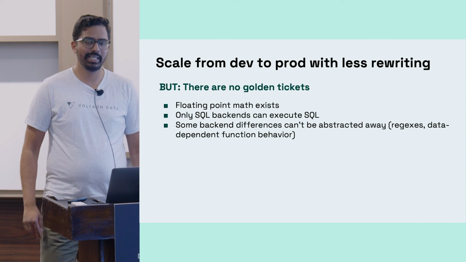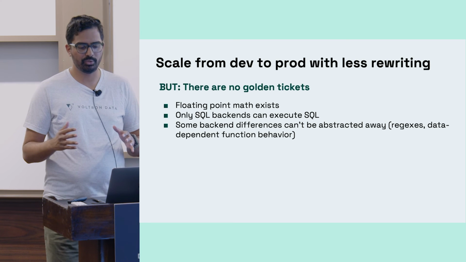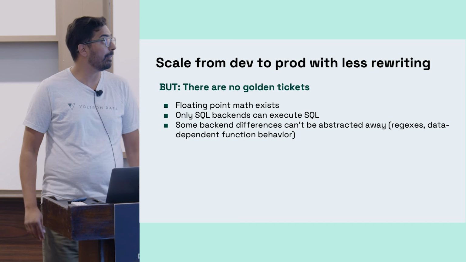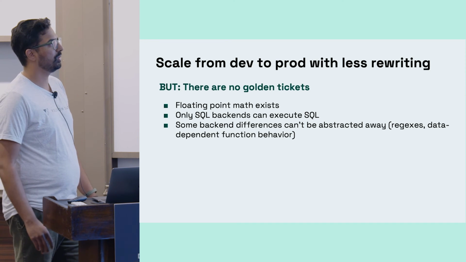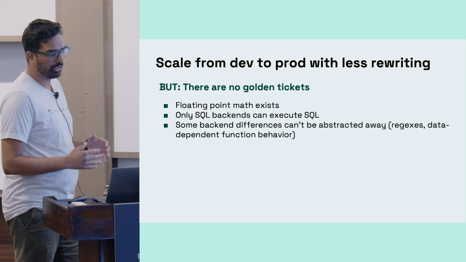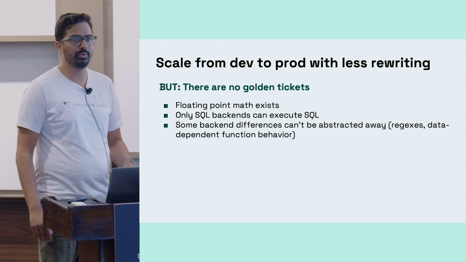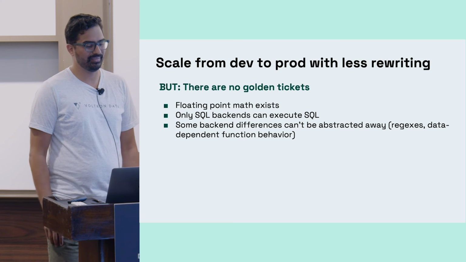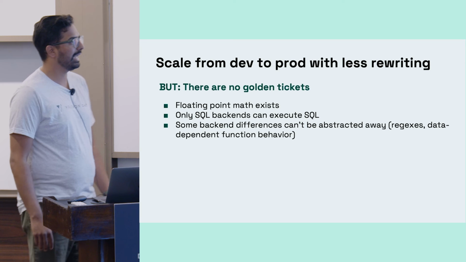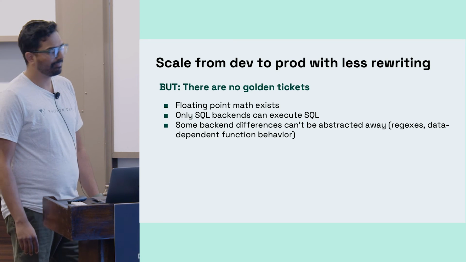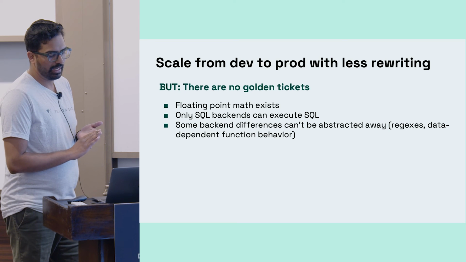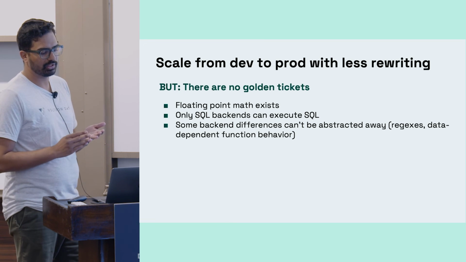So while we say that this can mean, for example, less rewriting between dev and prod, there are some caveats. Floating point math exists. So floating point math is not associative. So if you have a big chain of arithmetic operations, just be aware that you're doing that and check your answer. Also, it seems obvious, but only SQL backends can execute SQL. There are actually certain functionalities, like the .SQL function, that are only going to work on certain backends.